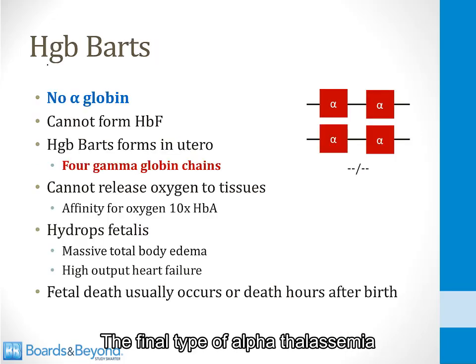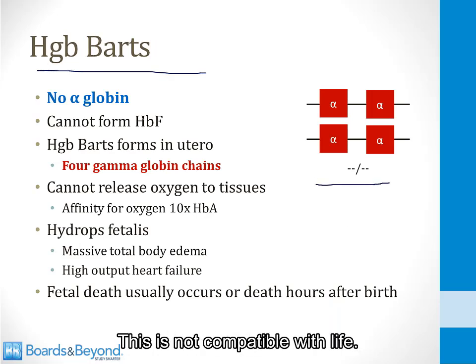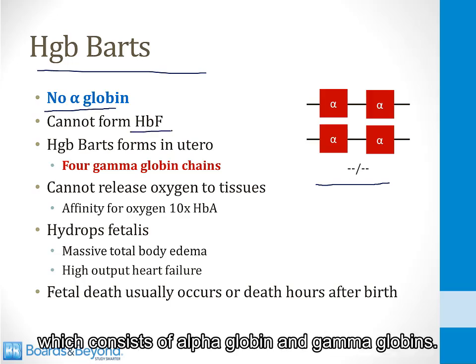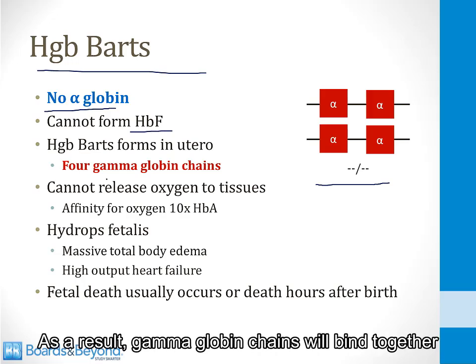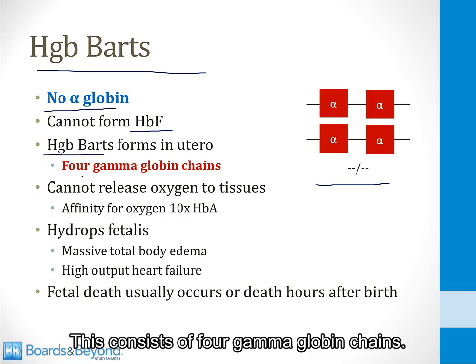The final type of alpha thalassemia is called hemoglobin Bartz. This occurs when there's deletion of all 4 alpha globin genes. This is not compatible with life. These babies have no alpha globin. They cannot form hemoglobin F, which consists of alpha globin and gamma globins. As a result, gamma globin chains will bind together into a structure called hemoglobin Bartz. This consists of 4 gamma globin chains.